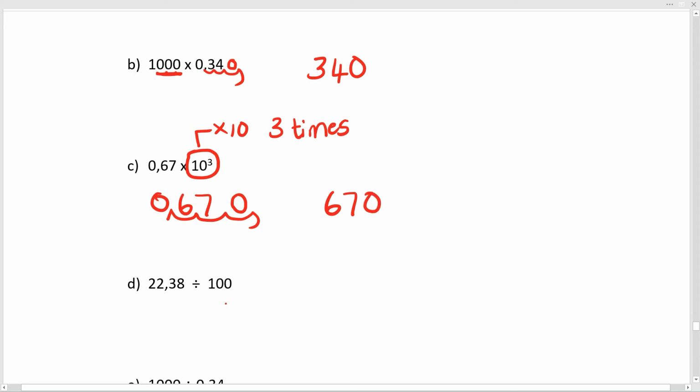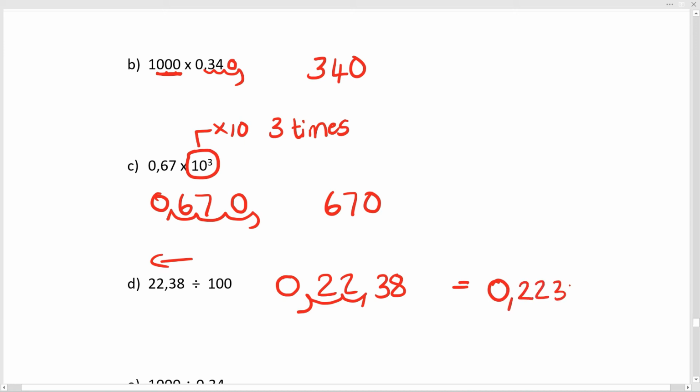Let's move on to divide. When I divide by 10 or 100 or 1,000 or 10 to the power of 6, I'm going to move the comma to the left. So my 2238 will now be divided by 100. 1, 2. I'm moving the comma backwards. Then I put down the comma, but this time when I put down the comma, I need to put a 0. This answer is going to be 0,2238.